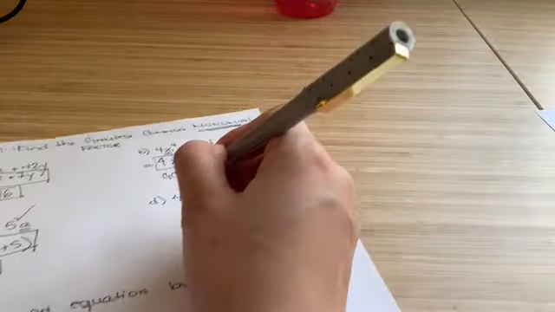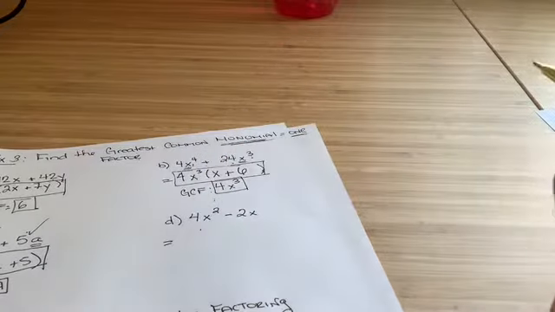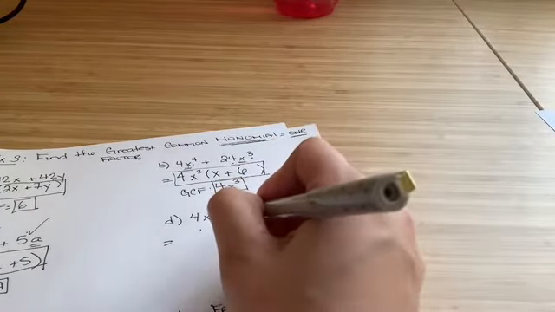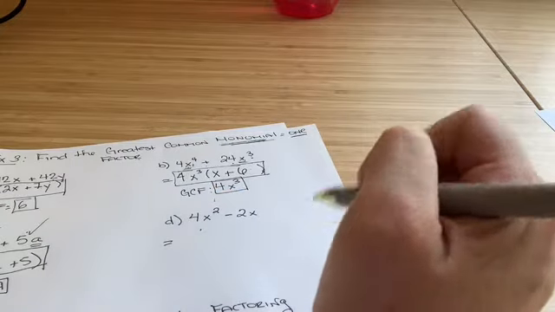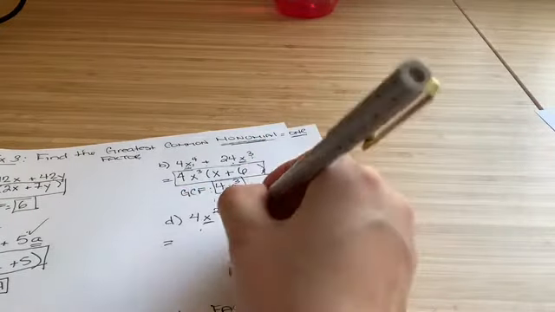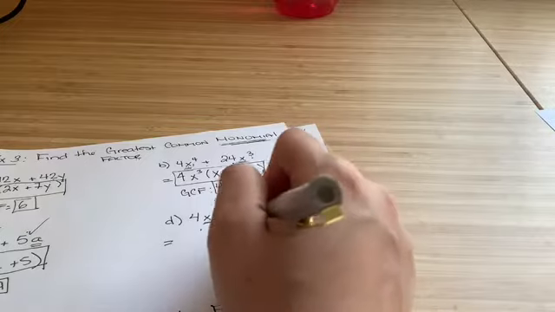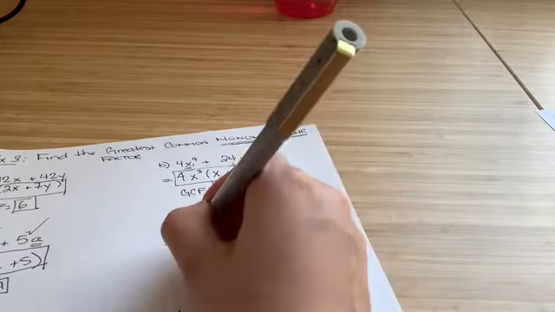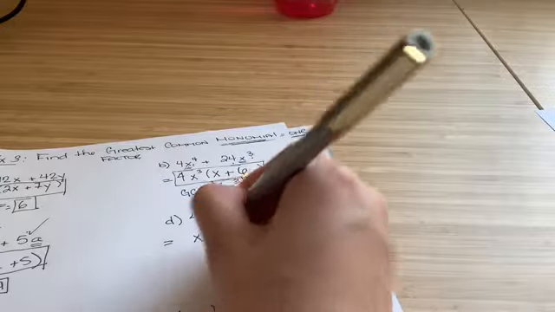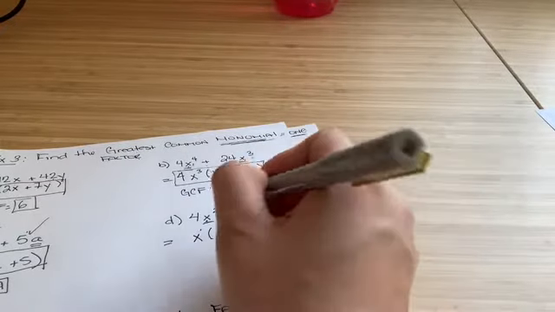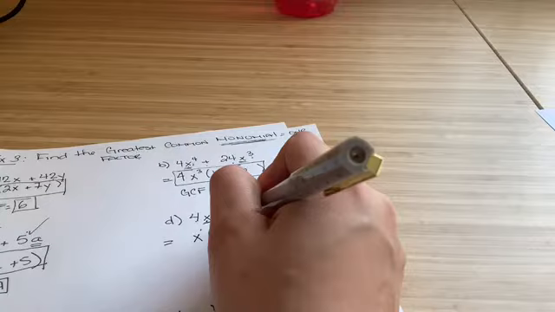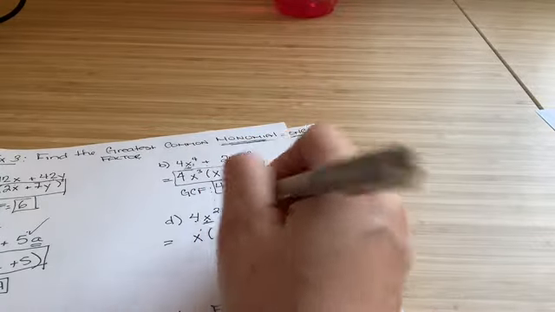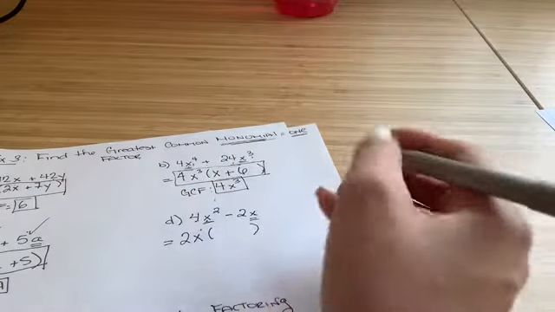Oh, please don't forget to box in or circle your answer. And let's do letter D together. I have 4x squared minus 2x. Okay, so I have an x, I have an x. I have 1 here and 2 here. So they both have at least 1 x in common. I also have 4 and 2. 2 goes in evenly into 4 and to itself. So let's just take it out.